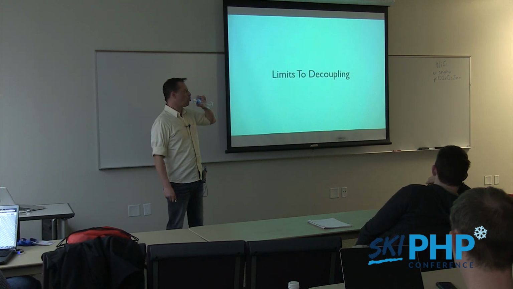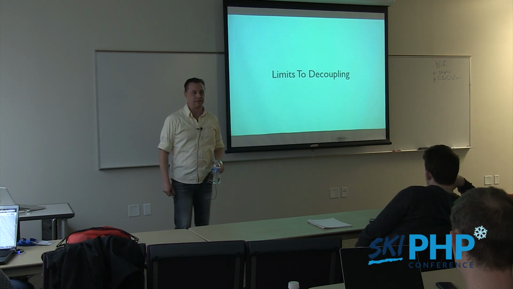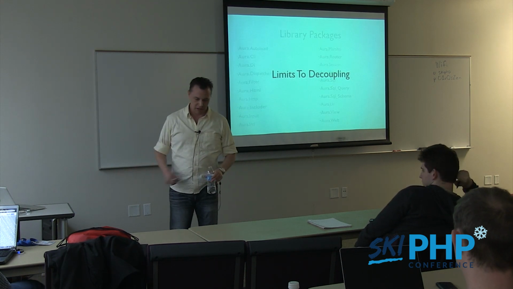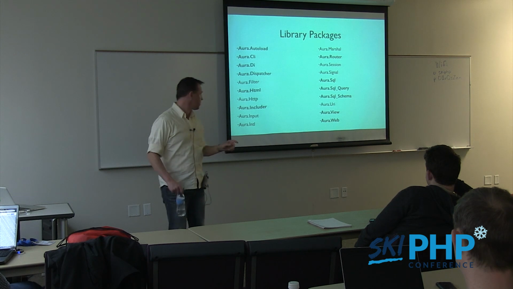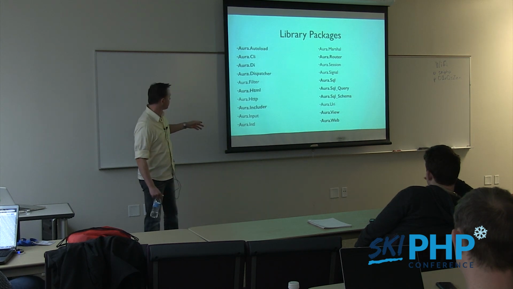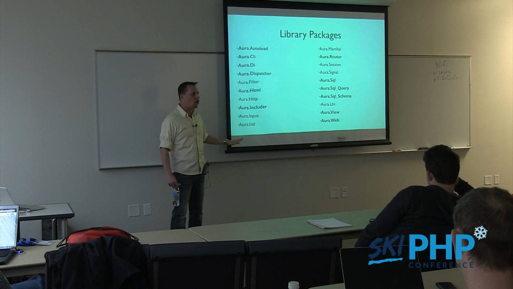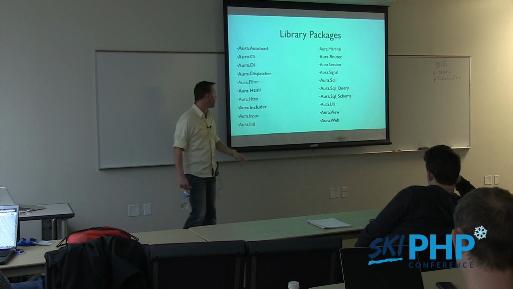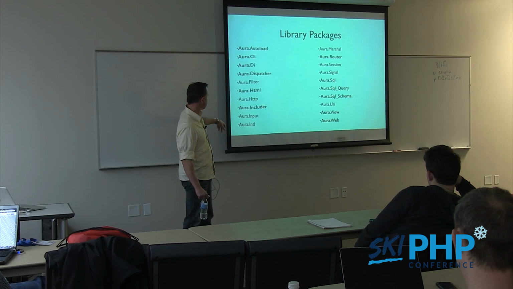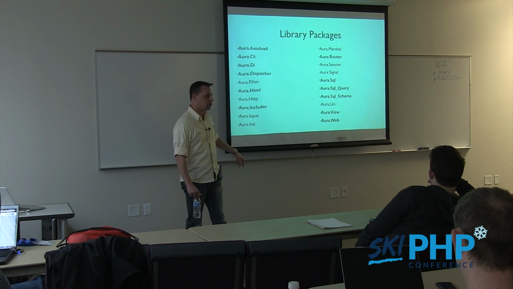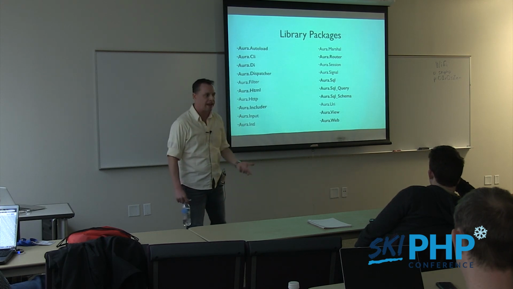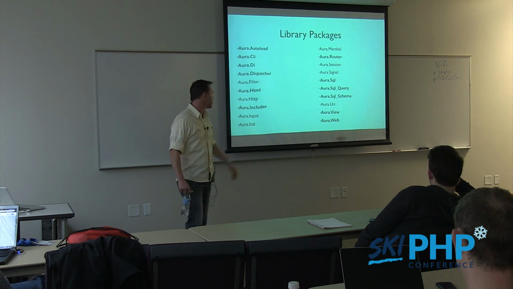So, there are limits to this kind of thing. The Aura project provides, I think this is 22 different library packages. Each of these is completely decoupled from all of the others. None of them depends on any of the others. The ones that are in bold, and I understand it's probably hard to see on this screen, we have released as V2 beta packages in V2, but they all have V1 versions.